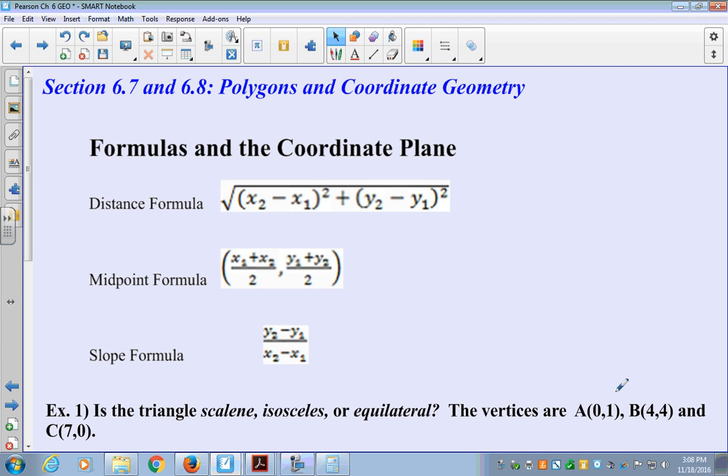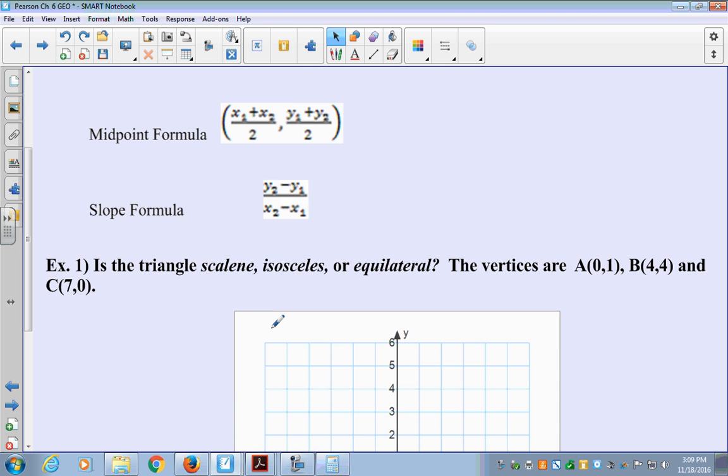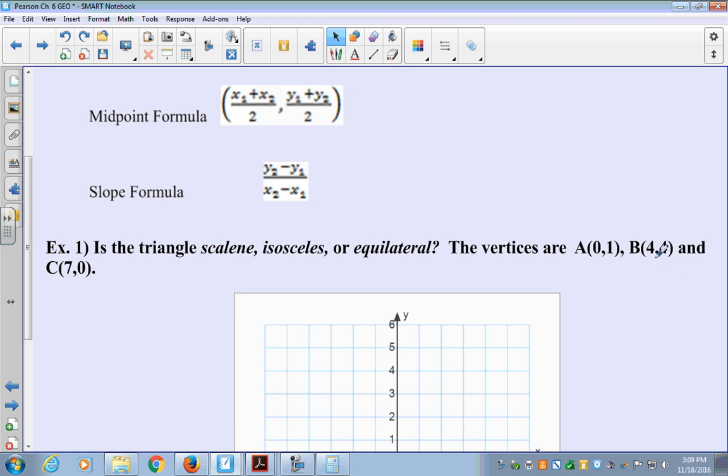All right, so we're going to put together polygons and the work we've been doing with the distance formula, midpoint formula, and slope formula. There's nothing new, but make sure that you have these formulas written down. If you don't have them memorized by now, you should be really close.